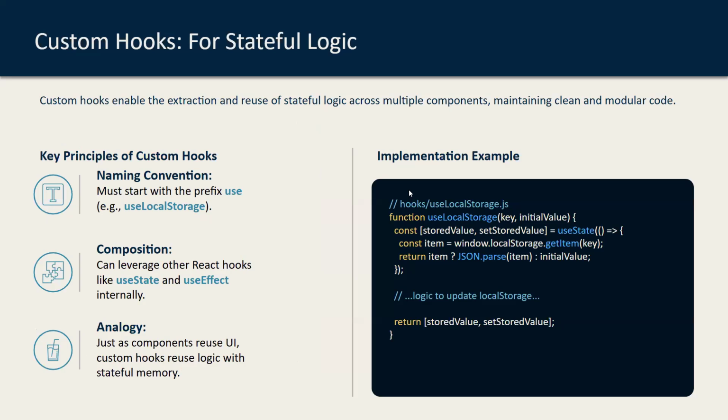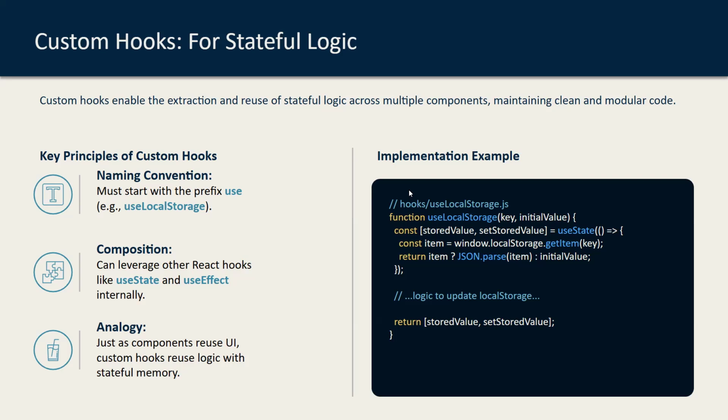And now that brings us to custom hooks, which are for reusable stateful logic. A custom hook is useful when the logic does depend on React features like state, effects, or other hooks, and you want to reuse that logic across multiple components. So there are three ideas here when it comes to using custom hooks. The first, custom hooks must start with the prefix use, like useLocalStorage or useFormDirty, and then the second principle is composition.